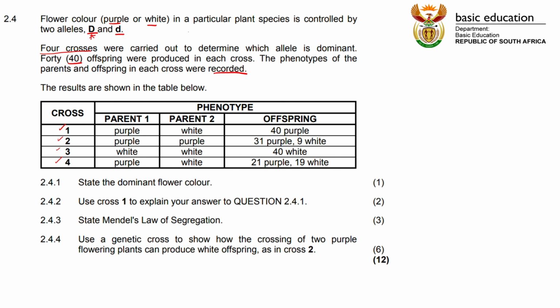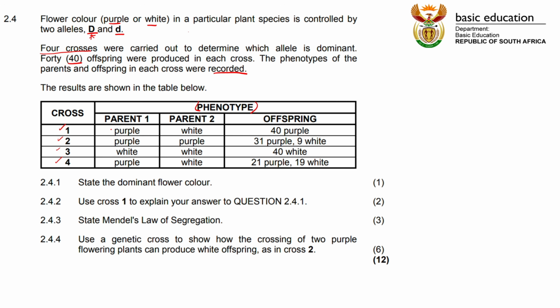So now the results were recorded and we made this table below. The phenotype here tells us the physical characteristic. We are basically given the physical characteristic and we want to try and determine which one is the dominant allele between the purple color and the white color.